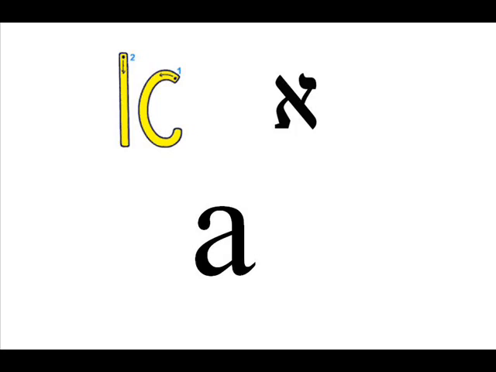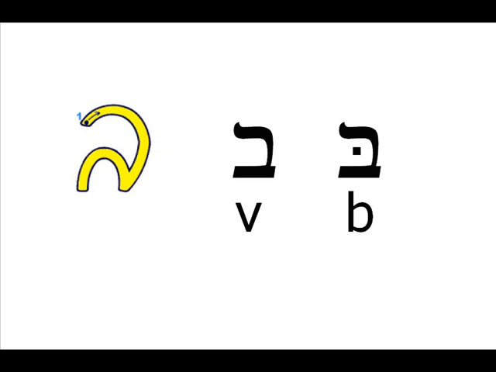Our second letter is Bet, and as you can see, there are two different printed characters. If we have the point inside the letter, it's pronounced ba, and if this point is absent, it's pronounced va, and this letter is always used as a consonant letter.